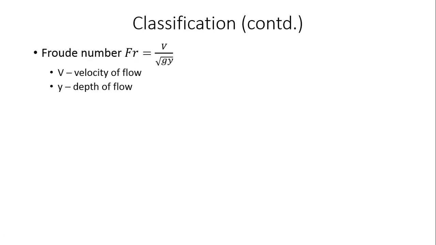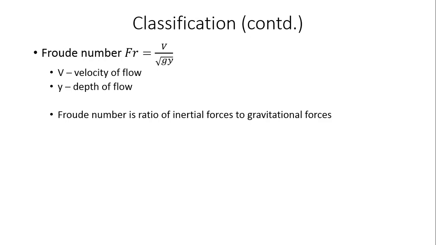Okay, so just like, if you remember, Reynolds number is a dimensionless number which gives us the ratio of inertial forces to viscous forces. Froude number is the ratio of inertial forces to gravitational forces. Okay, so that is how we typically classify Froude number as opposed to Reynolds number.